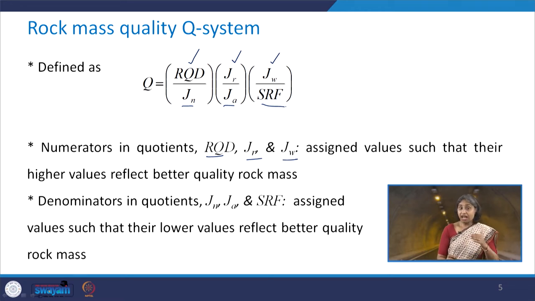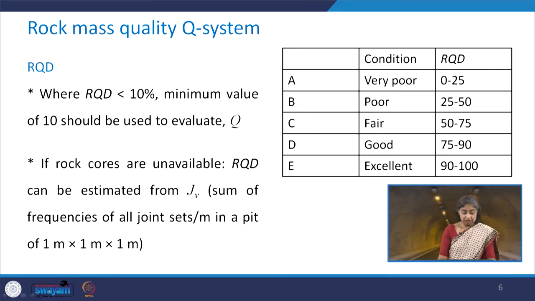So if you have the better quality of the rock mass, the Q value is going to be higher. And in case the rock mass quality is poor, the Q value for that is going to be quite small. Coming to the RQD, when RQD is less than 10%, the minimum value of 10 should be used to evaluate the value of Q.